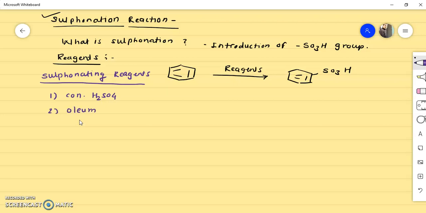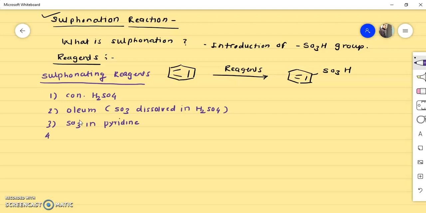This is commonly used for the reaction. Now what is oleum? Oleum is SO3 dissolved in concentrated H2SO4. This solution is known as oleum, and it is particularly used for the sulfonation reaction. The third sulfonating reagent which can be used is SO3 in pyridine. This is also used for this reaction.